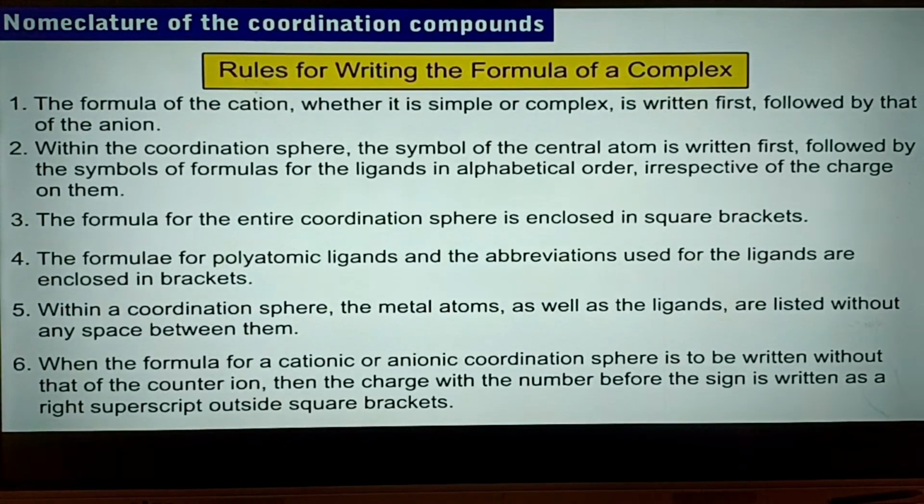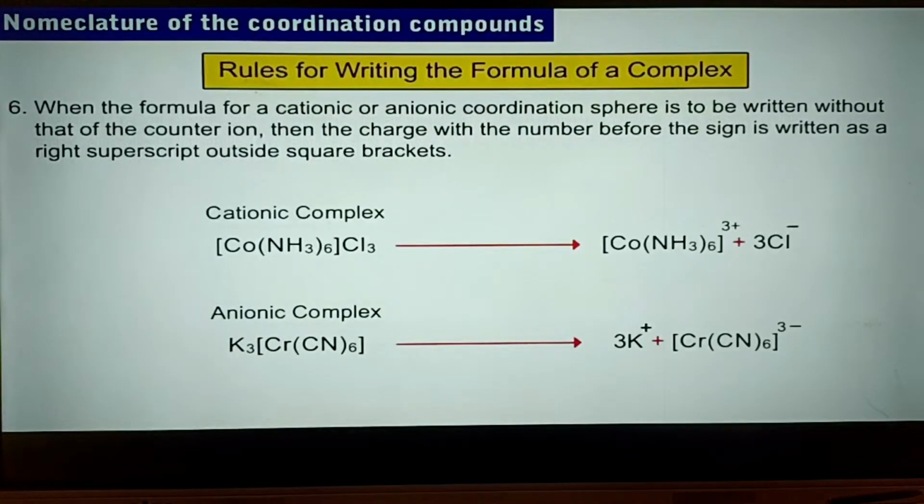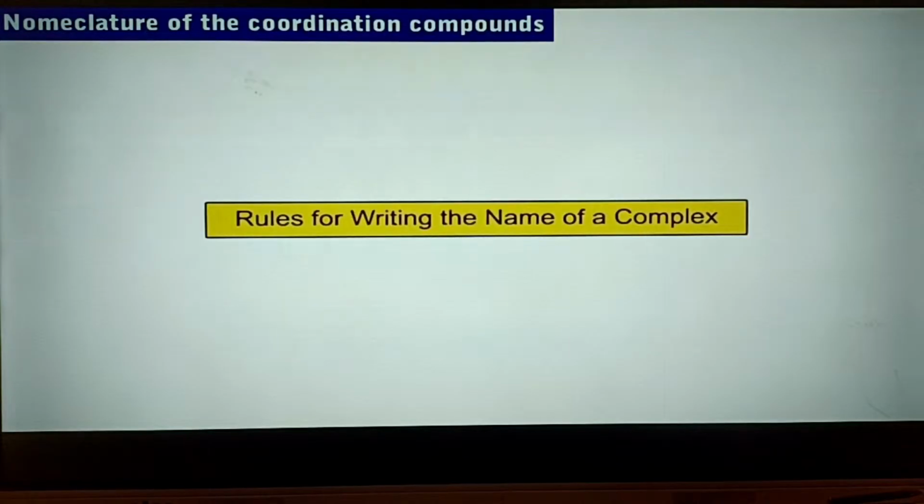Yet another rule is that when the formula for a cationic or anionic coordination sphere is to be written without that of the counter ion, then the charge with the number before the sign is written as a right superscript outside square brackets. For example, the complex ions of cobalt and chromium with the charge on the respective ions are shown here. Now let's see the IUPAC recommendations for writing the names of complexes.